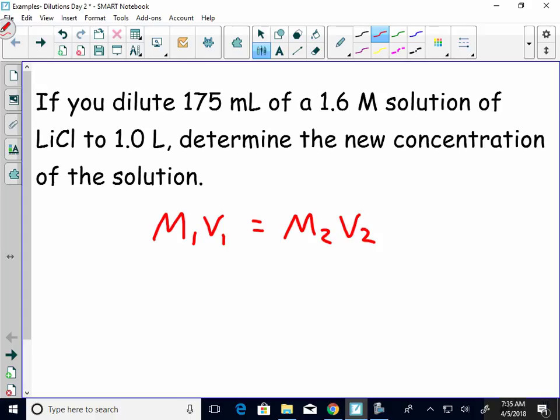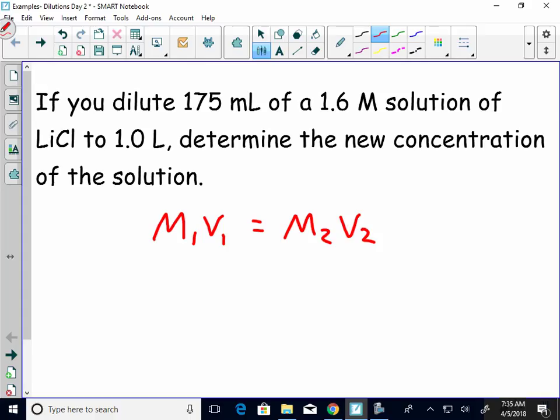So what is the M1 and the V1? M1 is the molarity. V1 is the volume. M2 is the second molarity. V2 is the second volume. Now, does it matter what I have my volume in?